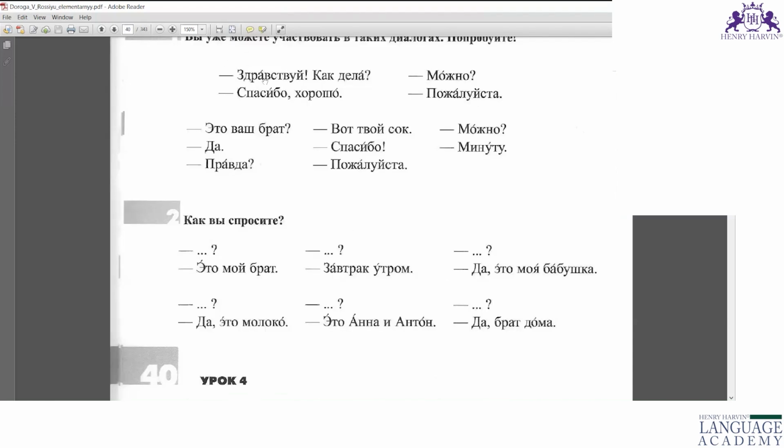Okay. Здравствуй. Как дела? Спасибо, хорошо. So, Padmapriya, как дела? Как дела is how are you? Хорошо. Or we can say спасибо, хорошо. Fine, thanks. Да? Спасибо, хорошо.